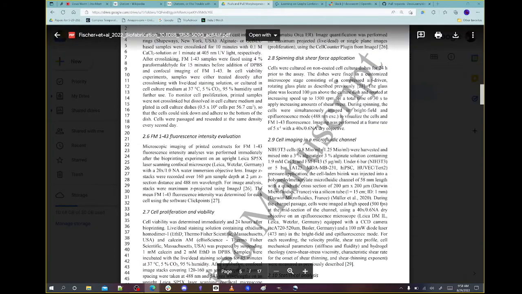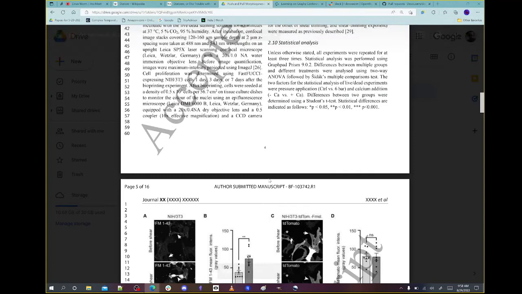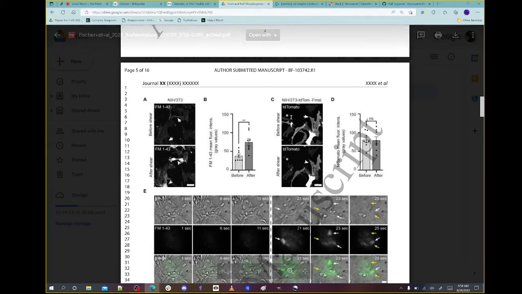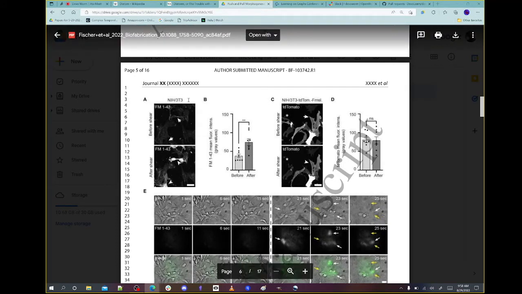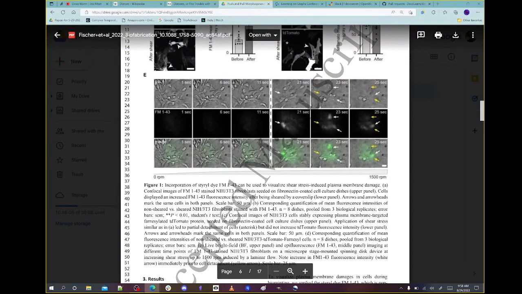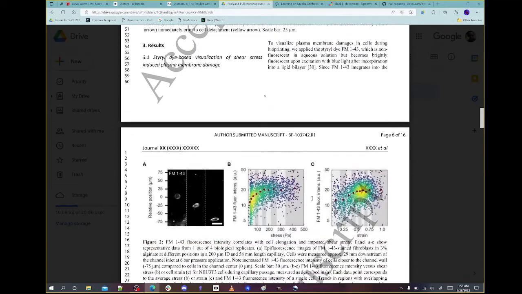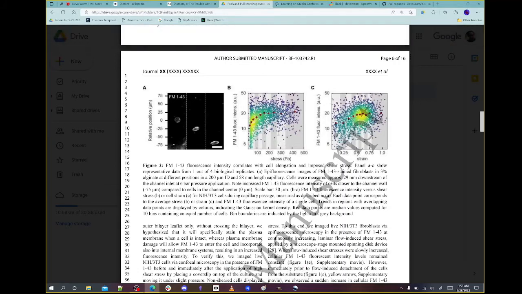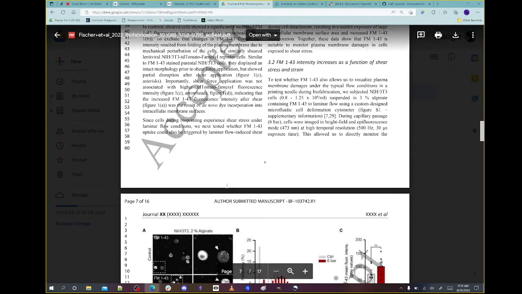But it has a lot to do with microfluidics and some of these other things. So this is an example of the cells here. They're staining for this thing that they're putting into the cells. They're showing the incorporation of this dye. This visualizes the membrane damage. So there's a lot of membrane damage to the cells. Fluorescence with cell elongation and shear stress. So this FM143, you can see with different shear stresses that it's intense. So they can visualize some of these stresses in the cells.